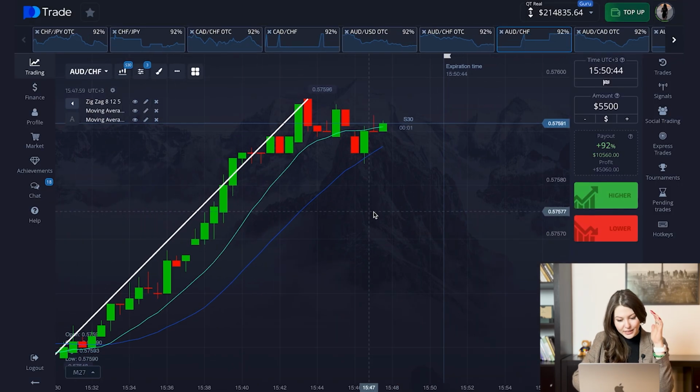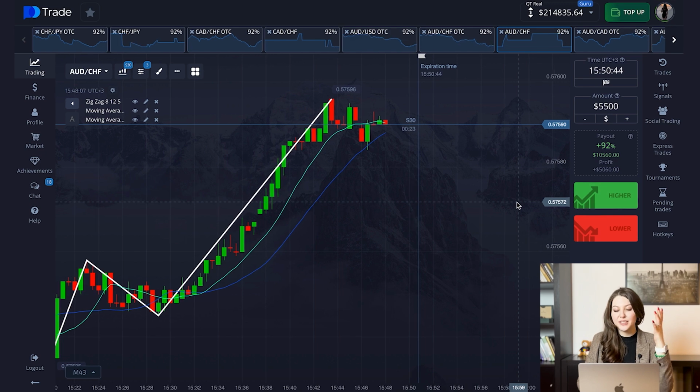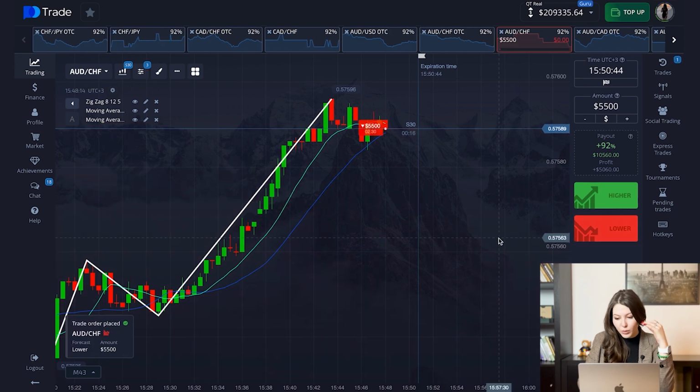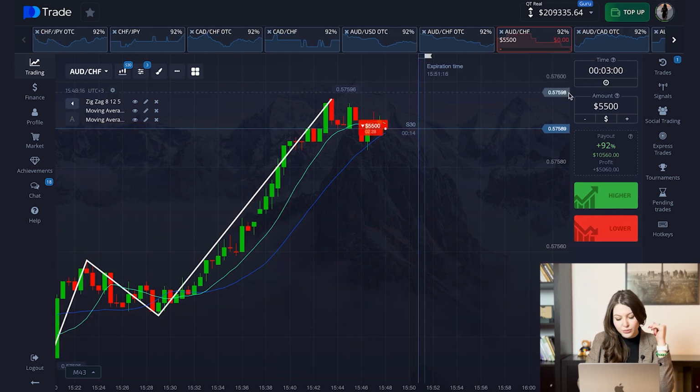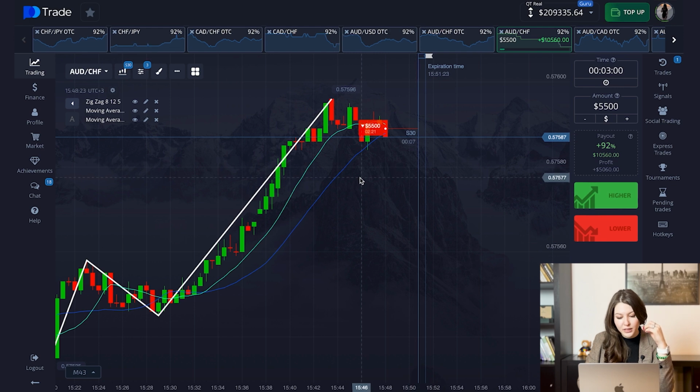So let's see what is happening. I'm going to put a big amount of money today to show you that it's a really easy strategy and it's not scary to trade with it. So let's put it on lower, and our time is 3 minutes. And why am I putting this amount of money on the lower point right here?